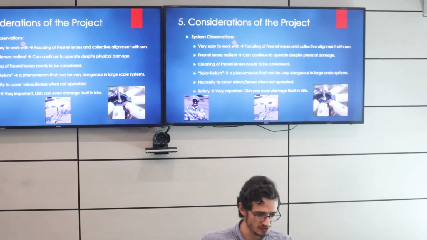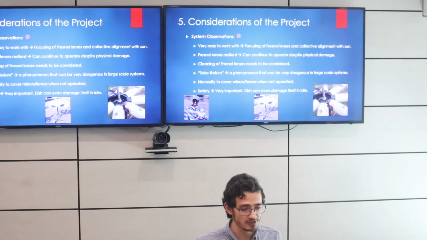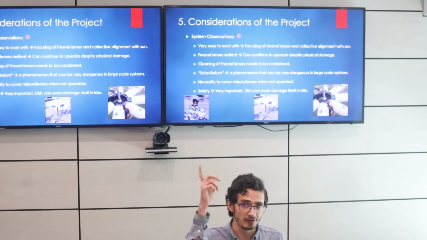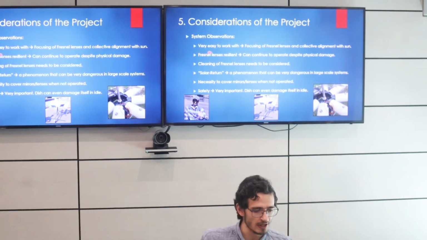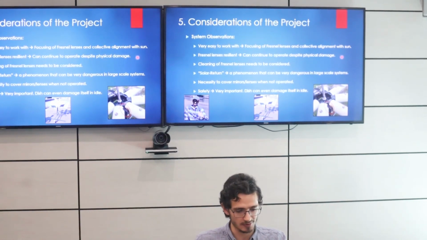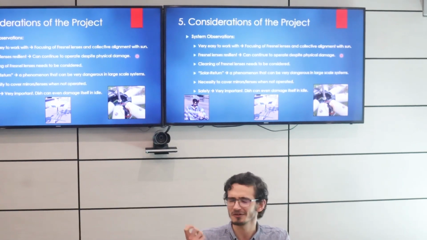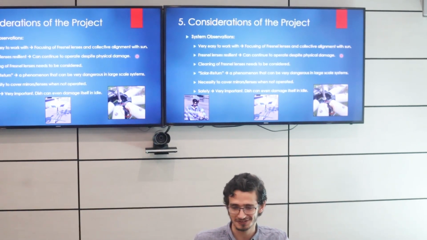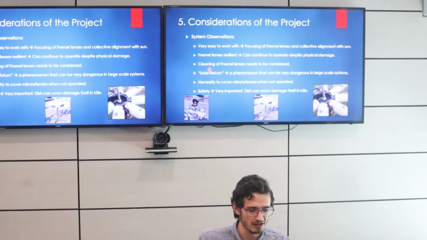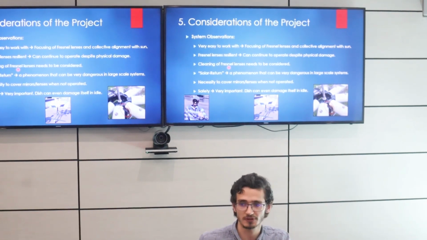Some system observations that were made. It was very easy to work with this system, specifically with focusing the Fresnel lenses and collectively aligning them with the sun. The Fresnel lenses are also resilient and can continue to operate despite physical damage. For instance, at one stage I accidentally cut one of the lenses during the construction, and we could just continue working with it.